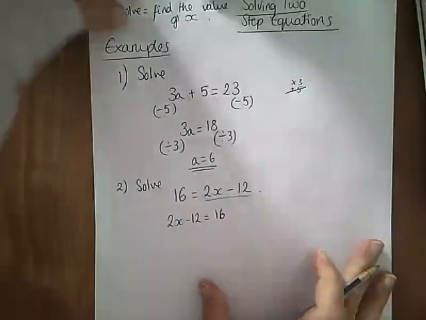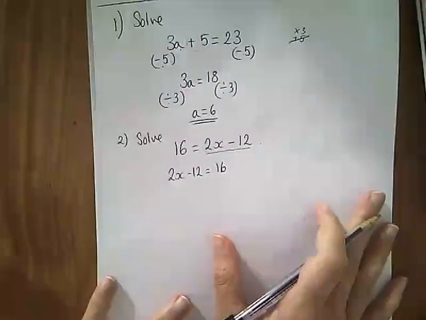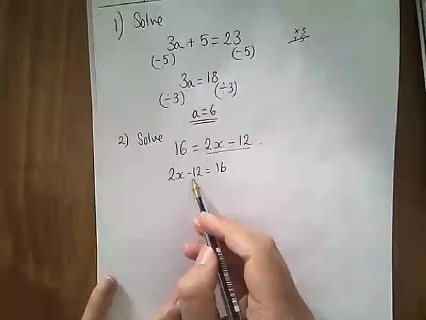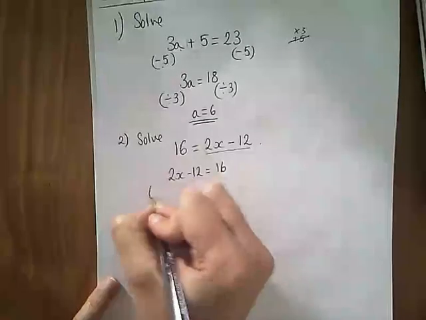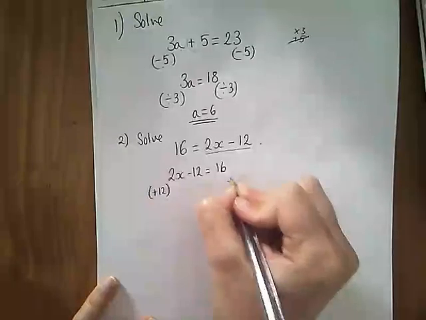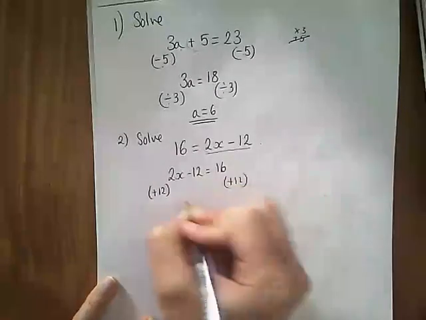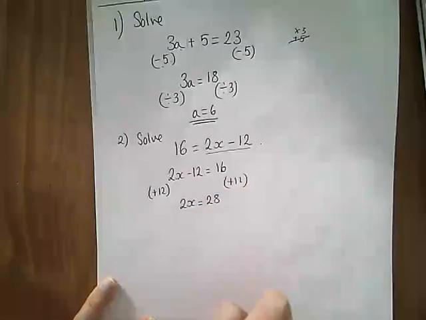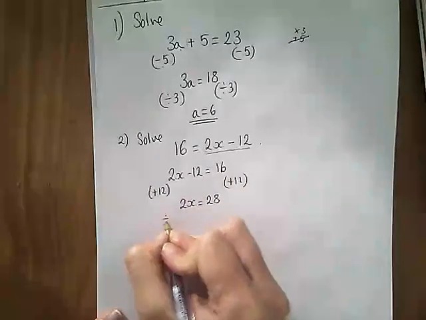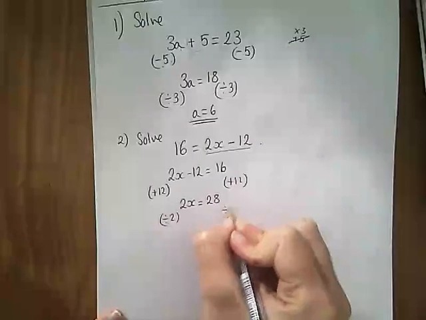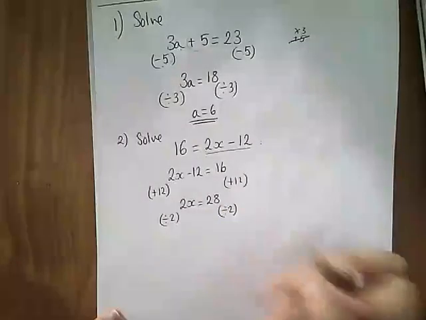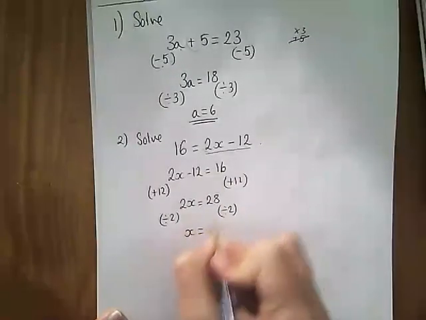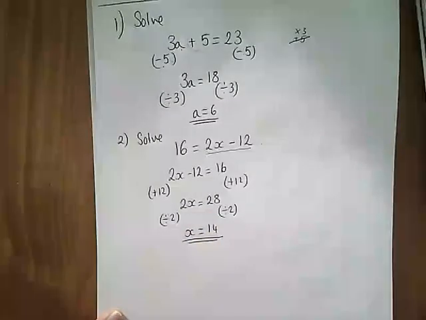So what is happening to x is being times by 2 and taking away 12. So to reverse the take away 12, we add 12 to both sides. That gives us 2x equals 16 plus 12 is 28. And then how do I get x on its own? It's being times by 2. So the opposite is to divide by 2. 28 divided by 2 is 14.